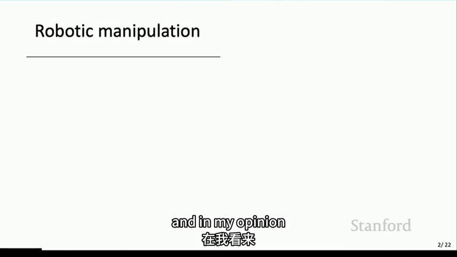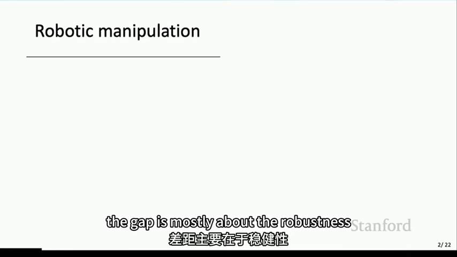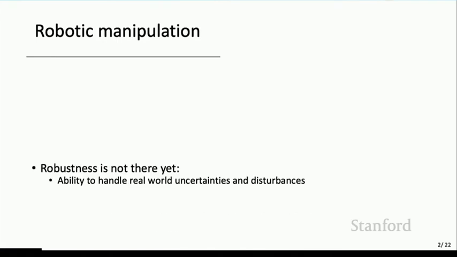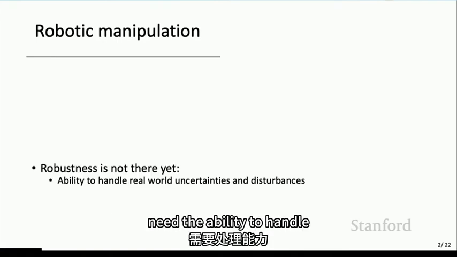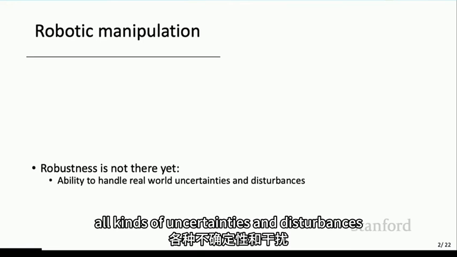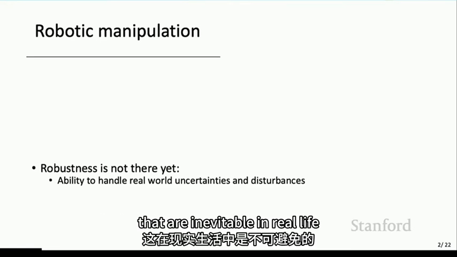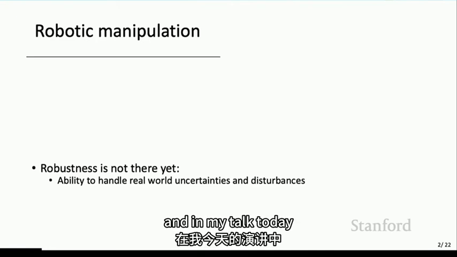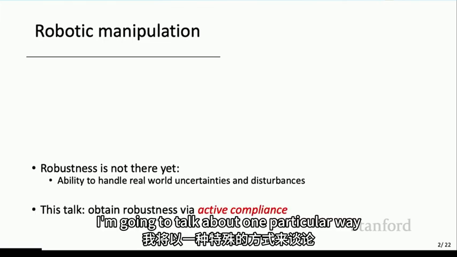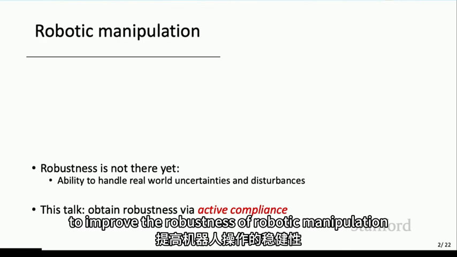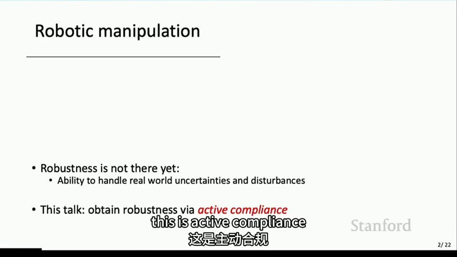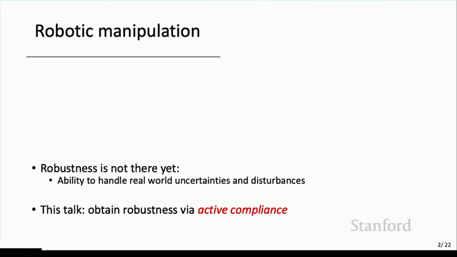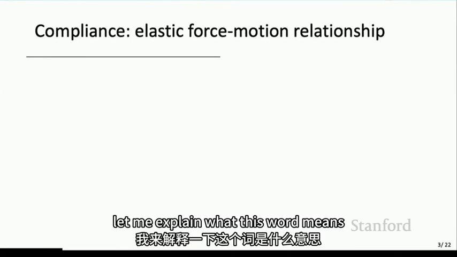And in my opinion, the gap is mostly about the robustness of those manipulation skills. Basically, you need the ability to handle all kinds of uncertainties and disturbances that are inevitable in real life. And in my talk today, I'm going to talk about one particular way to improve the robustness of robotic manipulation. This is active compliance. So let me explain what this word means.